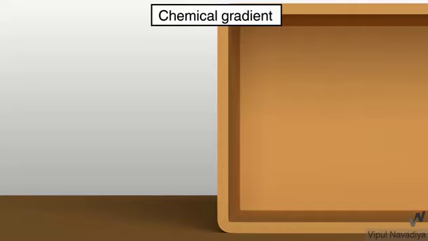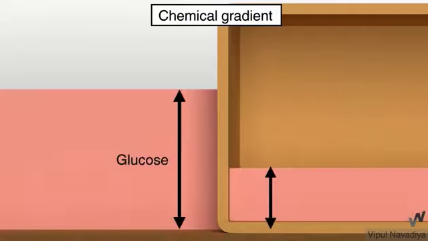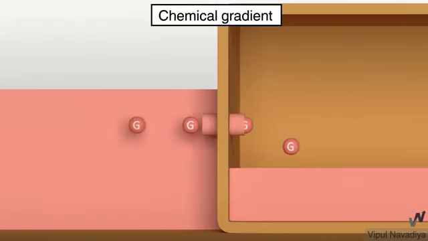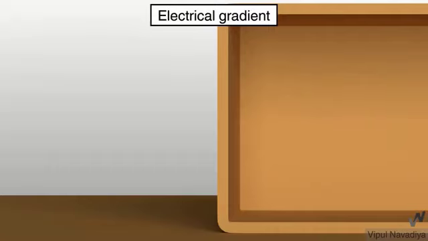Any substance like glucose can easily pass from high concentration to low concentration. In this example, glucose can freely pass from the extracellular high concentration to the intracellular low concentration through a special channel, and this needs no energy because it is with the chemical gradient.